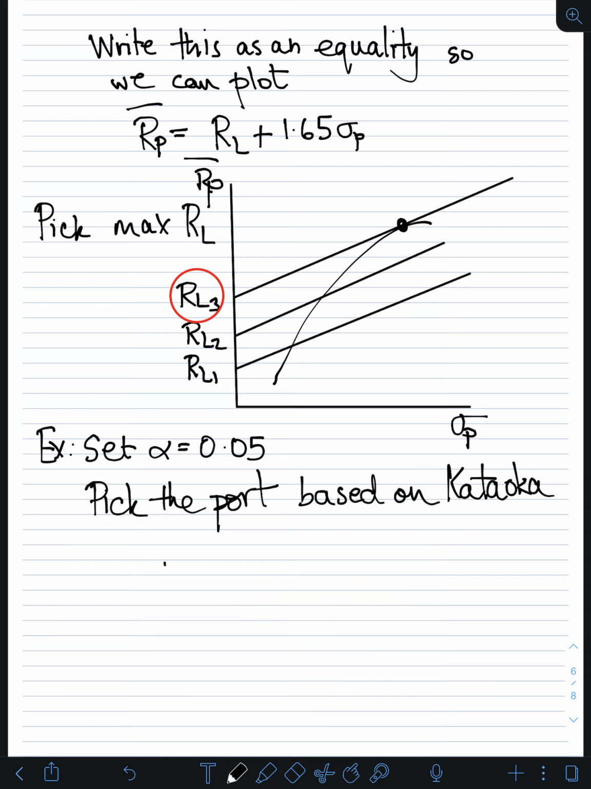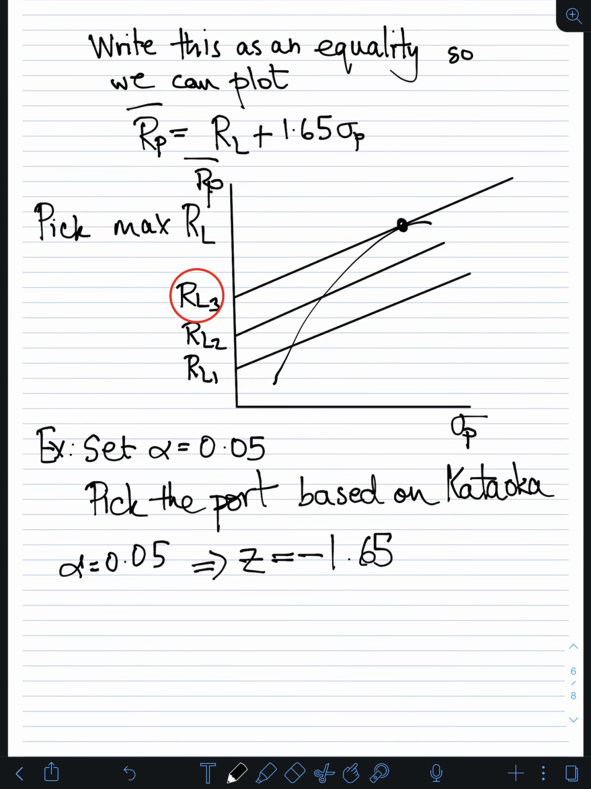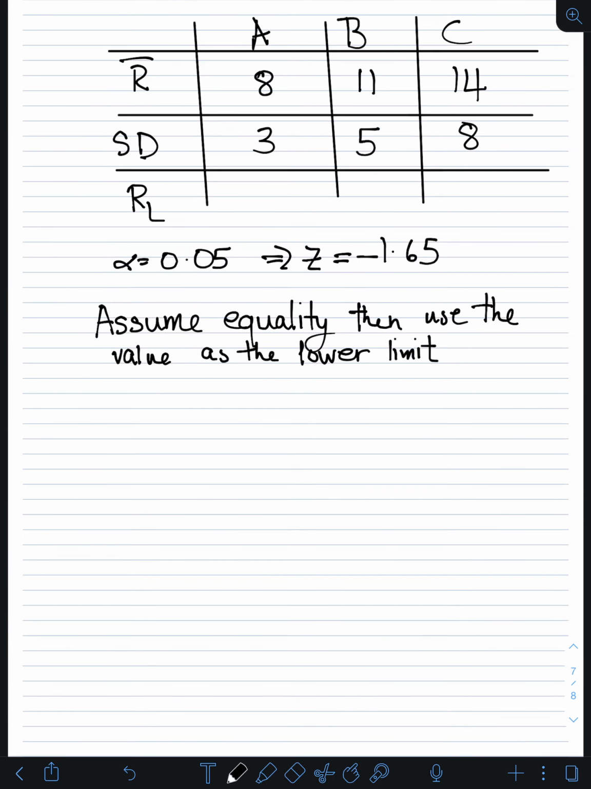Okay, so we've set alpha as 0.05. If we say alpha is 0.05, that gives us a z of minus 1.65, and we're going to use that here in this problem. So we have three portfolios. We have portfolio A with a mean average return of 8, standard deviation of 3, B with an average return of 11, standard deviation of 5, C with an average return of 14, standard deviation of 8.